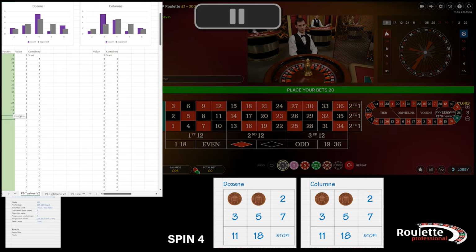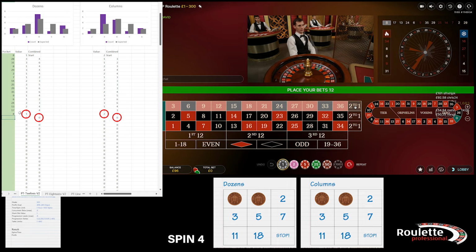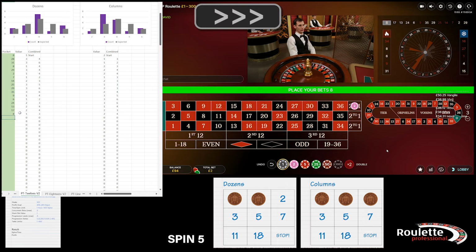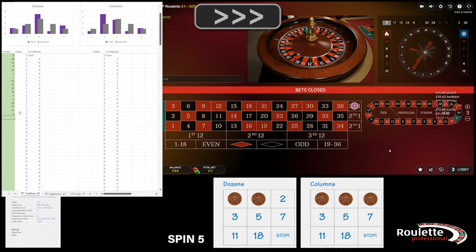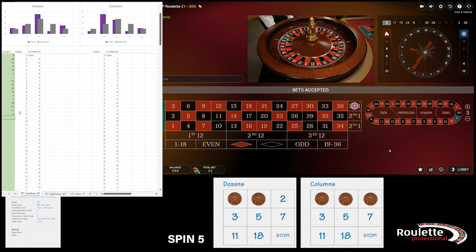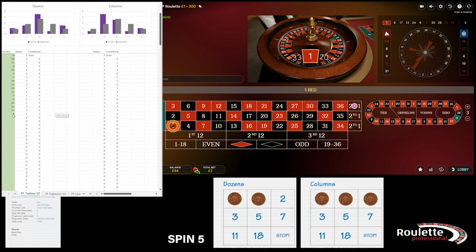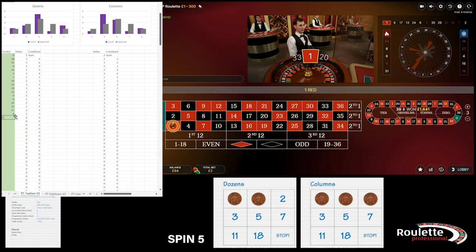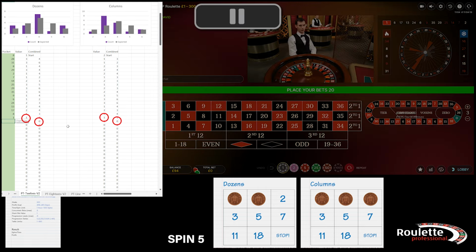The 8 lands and means we cannot achieve a 5 for the dozens, so we park that bet. The columns, however, can continue. Aiming for a 5 requires a 3, so it's the third column again where we place the bet. Another loss, and both bets must now park. Don't worry, this is normal, and we are only a few progressions in.